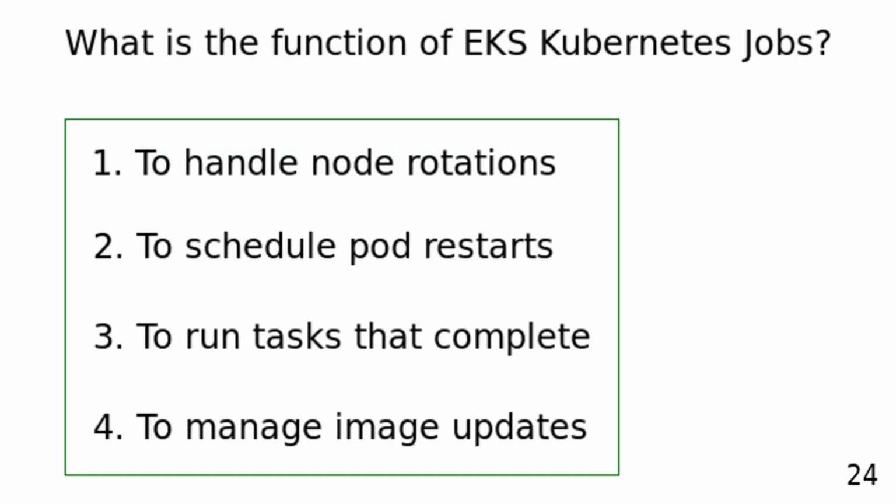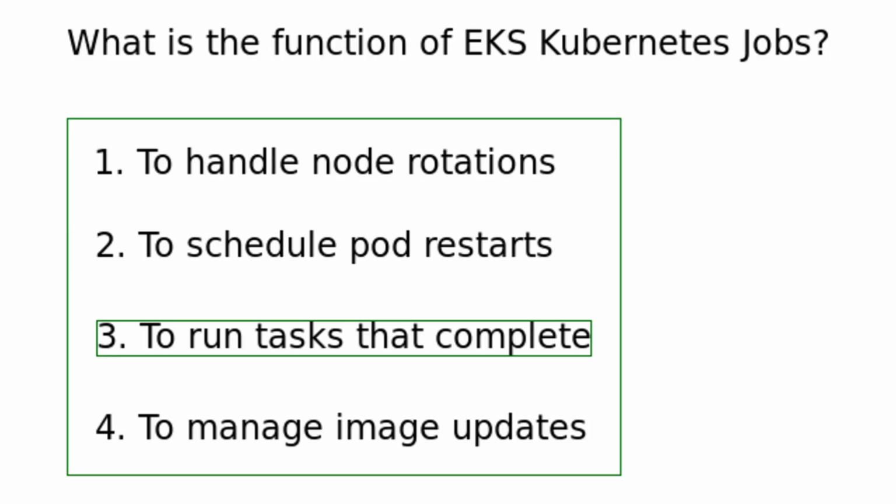What is the function of EKS Kubernetes jobs? To handle node rotations. To schedule pod restarts. To run tasks that complete. To manage image updates. In EKS, Kubernetes jobs are used to run tasks that are expected to complete, like batch processes.